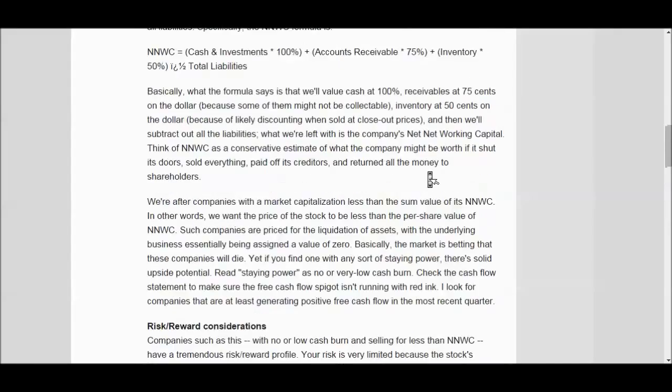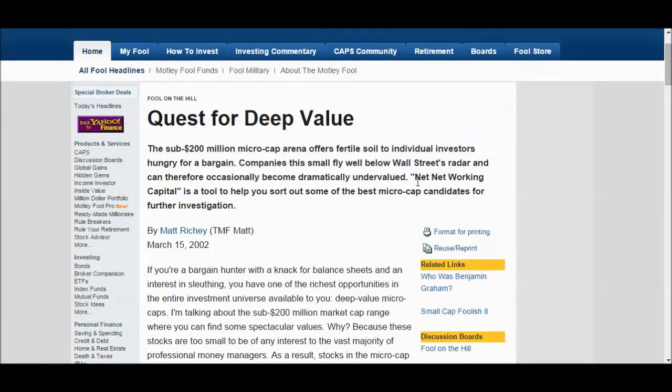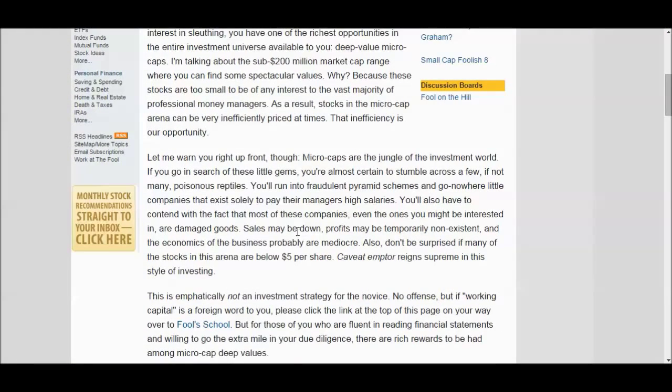One, they say the price to net working capital ratio is a great tool for finding deeply undervalued penny stocks. Some of the best microcap candidates, that's how they say. But they qualify it for further investigation. So just because a stock is under 200 million market cap and has a price to net working capital ratio of under 1 does not mean you should immediately buy it. In fact, they say that here.